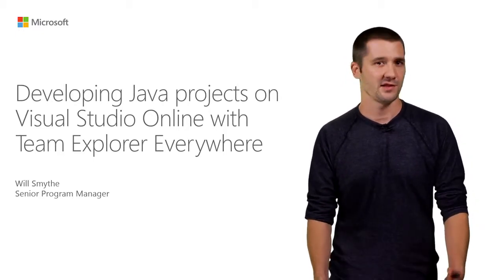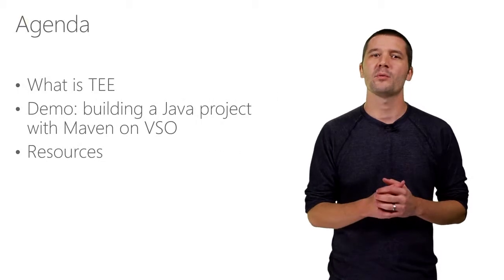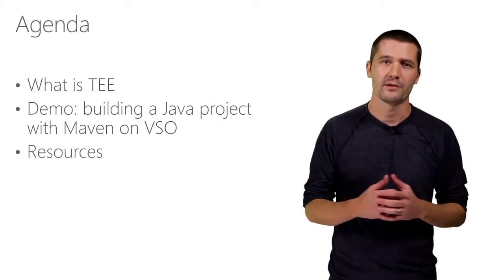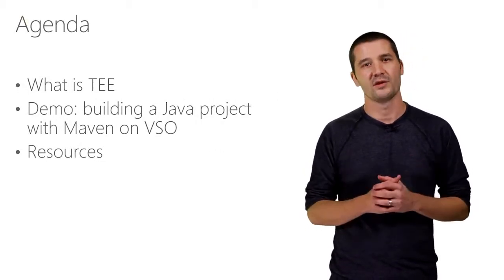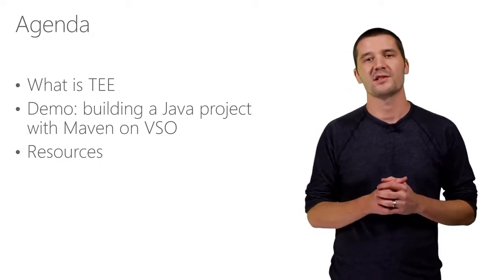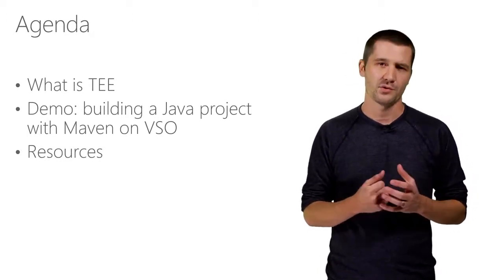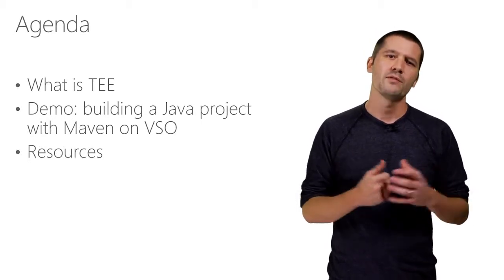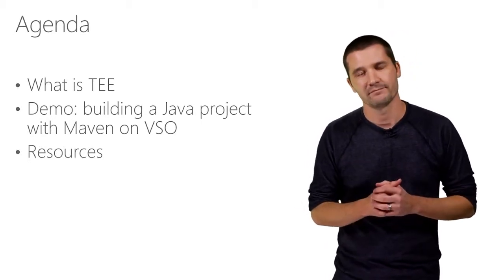Tools, APIs, and extensibility. In this video, I want to talk to you about Team Explorer Everywhere, or TEE, what it does and who it's for. I also want to show you a quick demo of how you can manage a Java project in Git and build it with Maven on Visual Studio Online. I also want to leave you with a few useful links to help you get started.